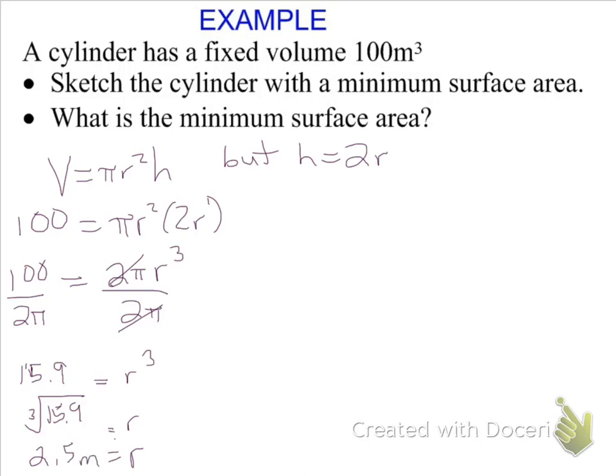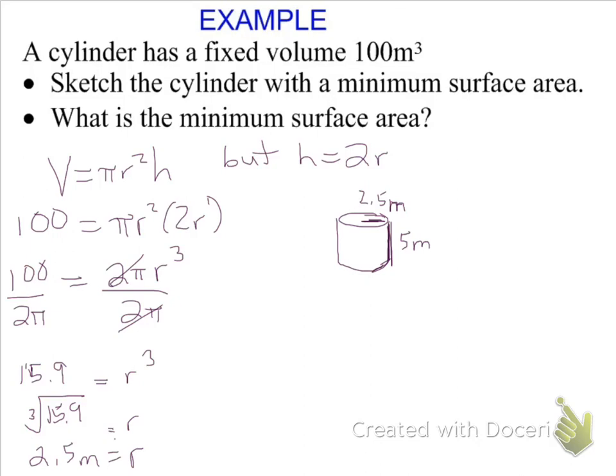Now, next question refers to surface area. So here's our shape. Let's draw it out. If the radius here, radius is 2.5 meters, the height is double that. So 2 times 2.5 is 5 meters. So there's our picture.